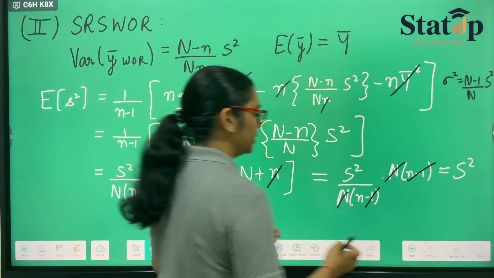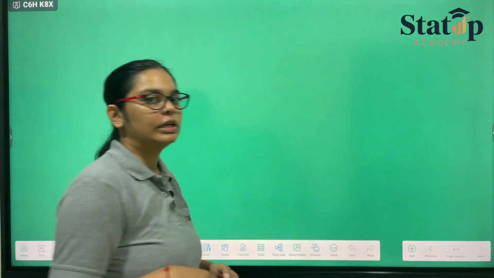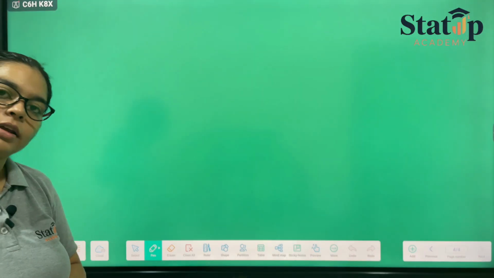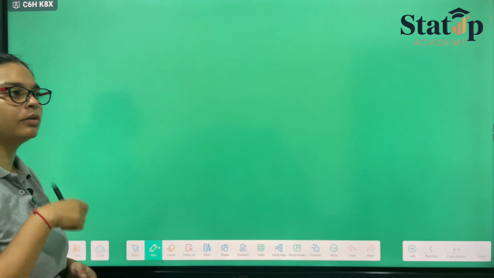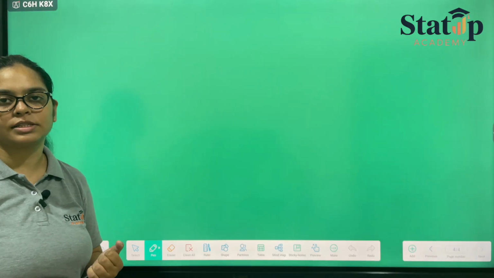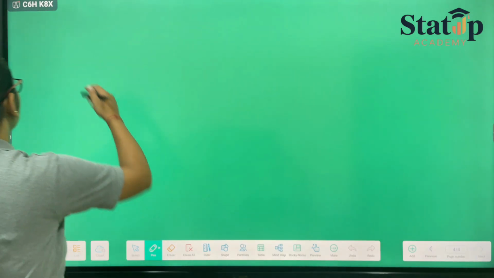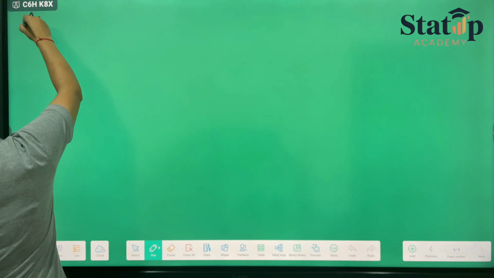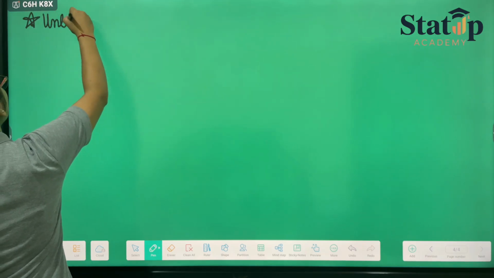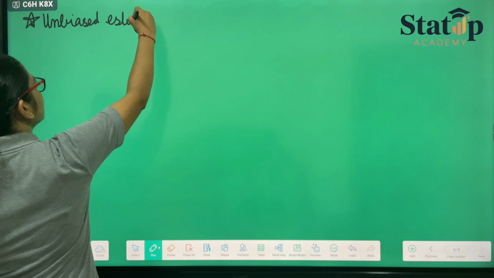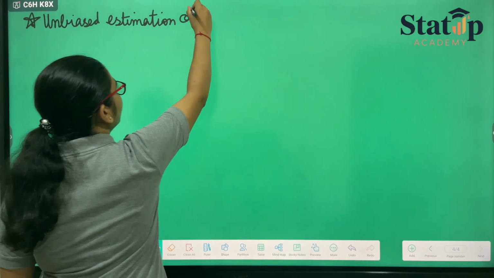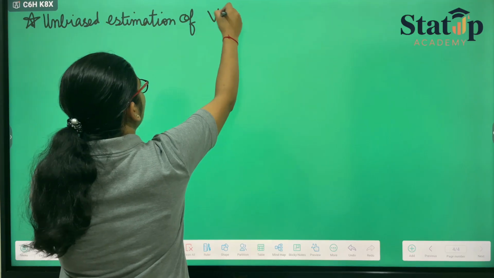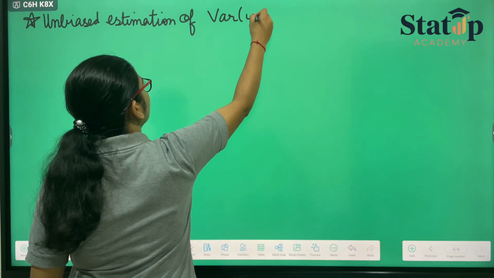Now we will move forward to calculating the unbiased estimator of variance of sample mean in simple random sampling with replacement and simple random sampling without replacement. So unbiased estimation of variance of y bar.